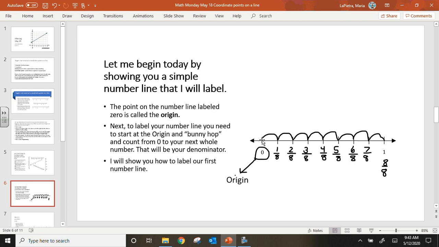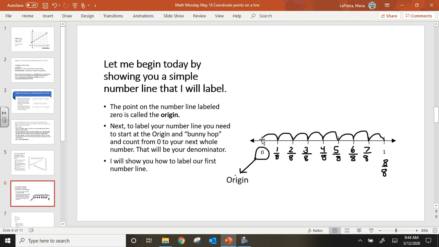So let's label your line, starting at the origin, and bunny hop and count from 0 to your next whole number. Okay, so here was our 0, our origin, and here was one whole. So we have to count how many spots or how many bunny hops from 0 to 1 to tell us what our denominator is going to be, to tell us how to label our fractions for this specific line. Okay, I'll show you how to label our first number line. So I have my little arrow here on the origin, which is 0.